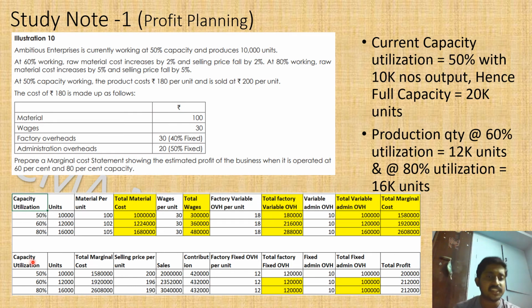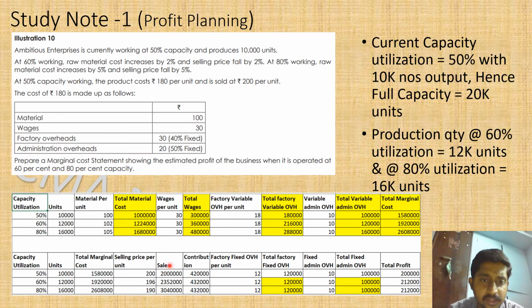The capacity utilization, as usual, I have not changed the first two columns. Next, the total marginal cost. We have the data calculated in the first table, so I have brought all those data here. Now the selling price per unit. The current selling price is given as 200 per unit, and we are discounting by 2 percent in the 60% case, and by 5% in the 80% case. So the selling price becomes 200, then 196 in the 60% case, and 190 in the 80% case.